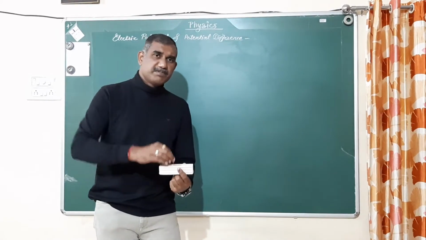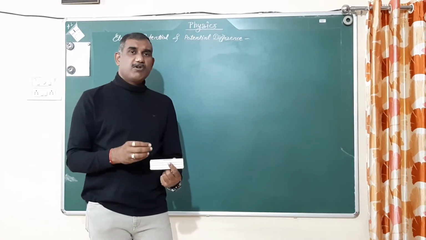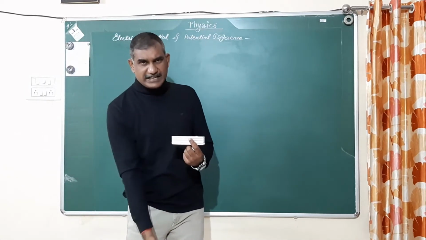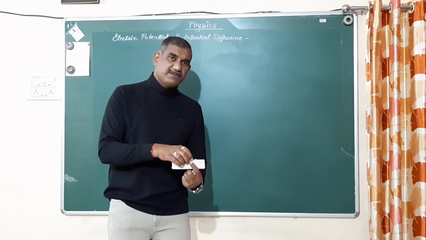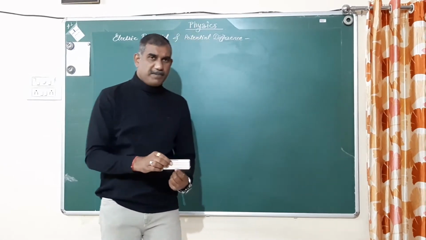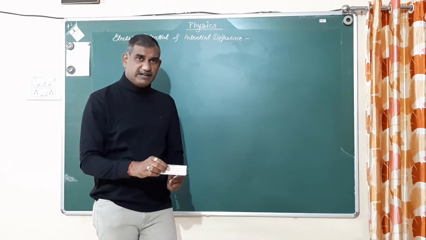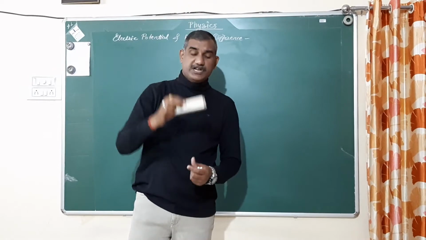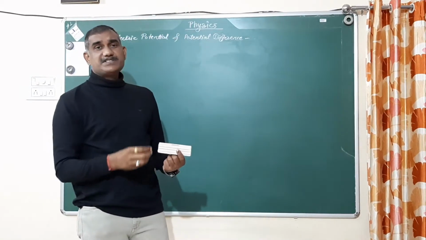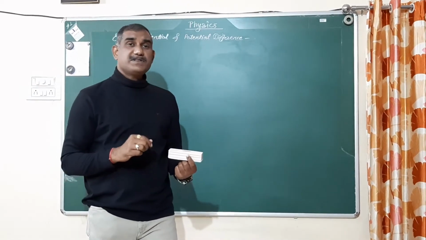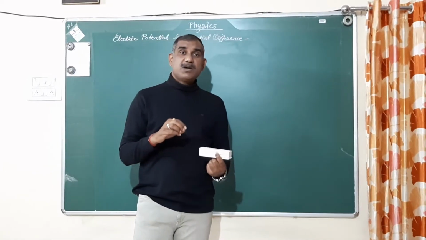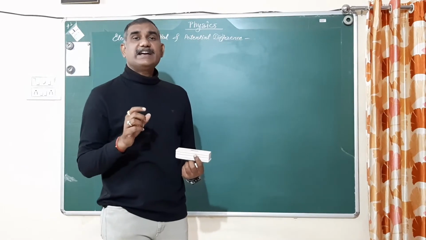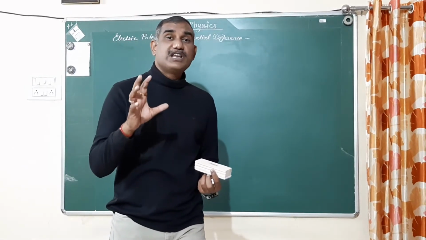If I want to lift this duster in the upward direction, I have to apply the force in the opposite direction. Gravitational force acts downward, so I have to apply the force upward. After applying this much force, that means m into g in the upward direction, I can lift that duster upward. Suppose I lifted that duster through the height h. How much work have I done on that duster? Force into displacement, and that is equal to mg into h, and that is called the gravitational potential energy.